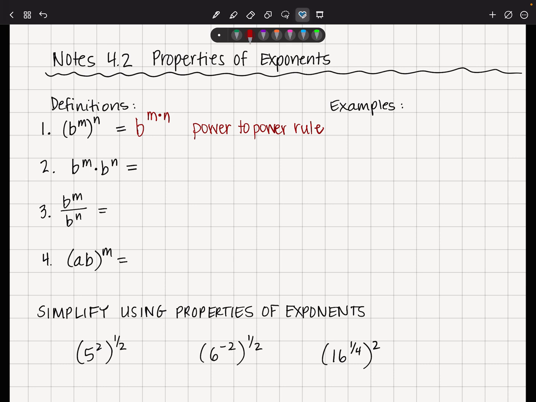And the next one is when you have the same base and you're multiplying with different exponents, you keep the base. So we're going to keep that base of b and we're adding the exponents. This is called the product rule of exponents.